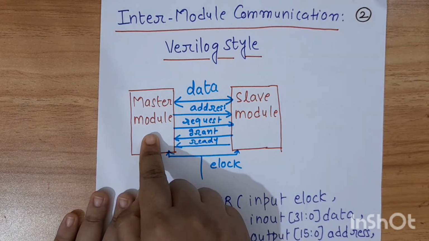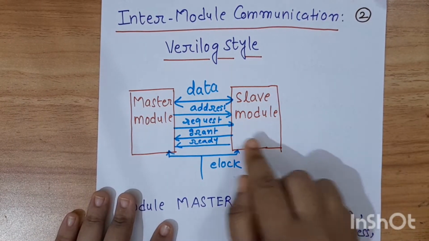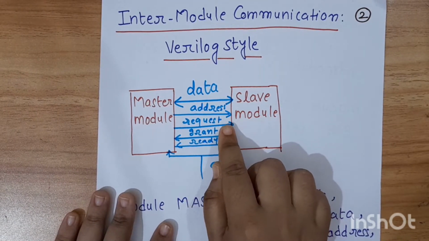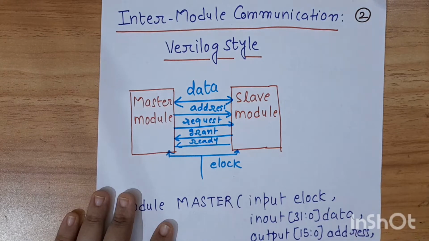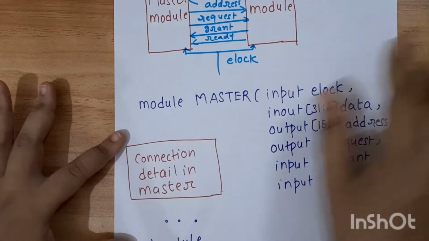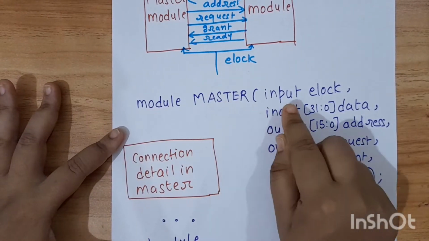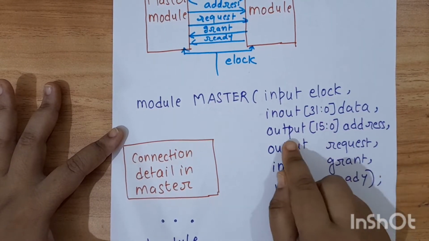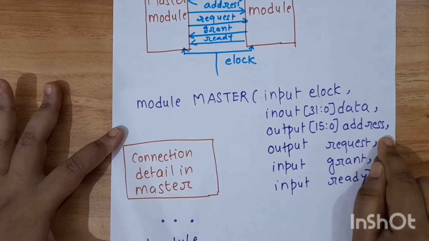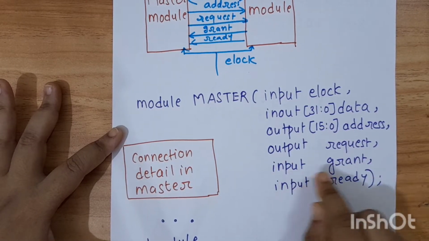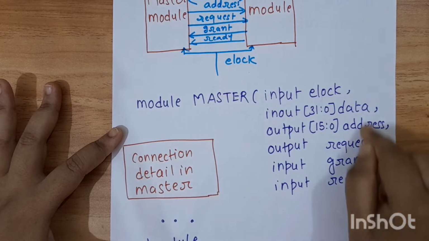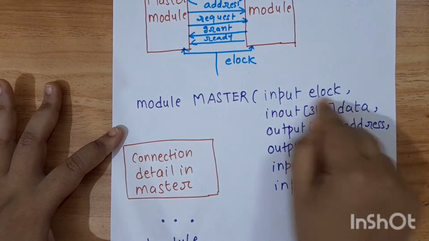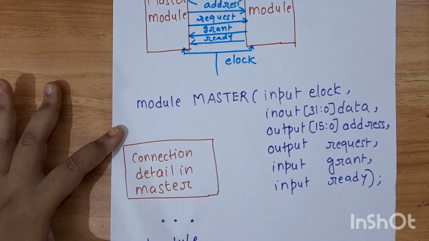Here I have a master module. I have a slave module. Here are the ports which are connected: data, address, request, grant, ready, clock. Now I am writing the master module, module master, where I have put input clock, inout [31:0] data, output [15:0] address, output request, input grant, input ready. So these are the set of signals or ports available with master. So here the connections have been done in detail.